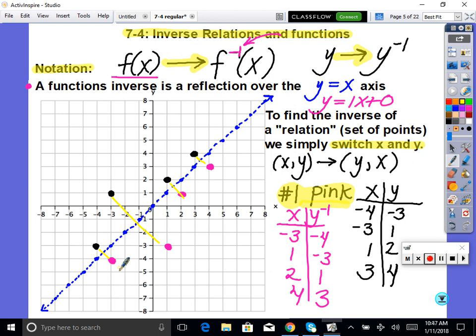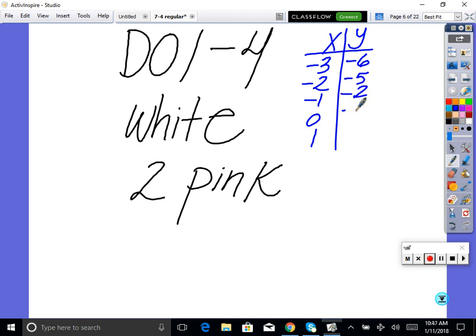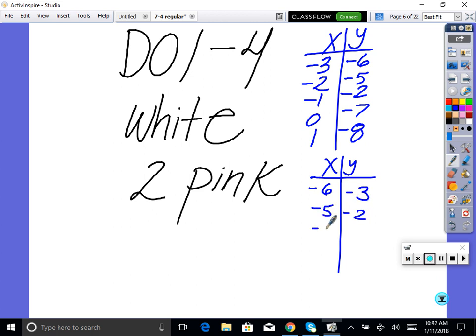Questions on that? Pretty easy stuff. Okay, cool. Now I do want to point out something. So I'm going to have you do these ones. I just want to point something out because this was really confusing for last hour. Let's pretend I have these XY points. Let's go like this. -3, -2, -1, 0, 1. And I have this. Okay, and I say find the inverse. We just switch x and y, correct? So I'd have this, -6, -3, -5, -2, -2, -1, -7, 0, and then -8, 1.